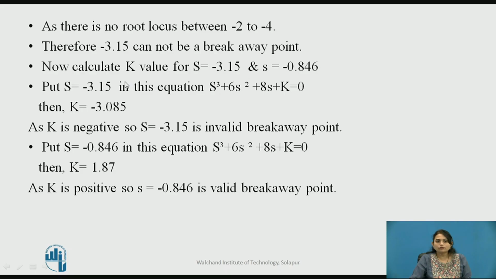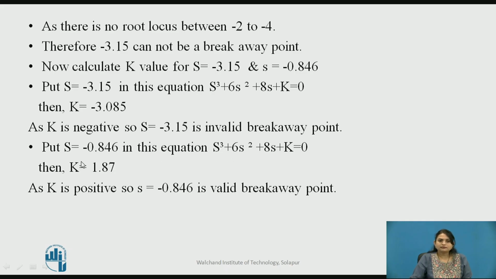Now what we have to do is calculate the k value for both the roots, s is equal to minus 3.15 and s is equal to minus 0.846. First we put s is equal to minus 3.15 in this equation, then after calculation we have the k value minus 3.085. So here we have to check whether the k value is positive or negative. Here k value is negative, so s is equal to minus 3.15 is an invalid breakaway point. It is not a valid breakaway point.